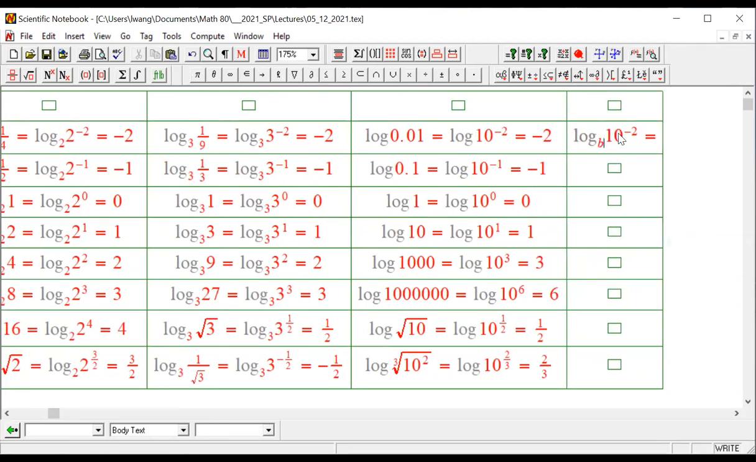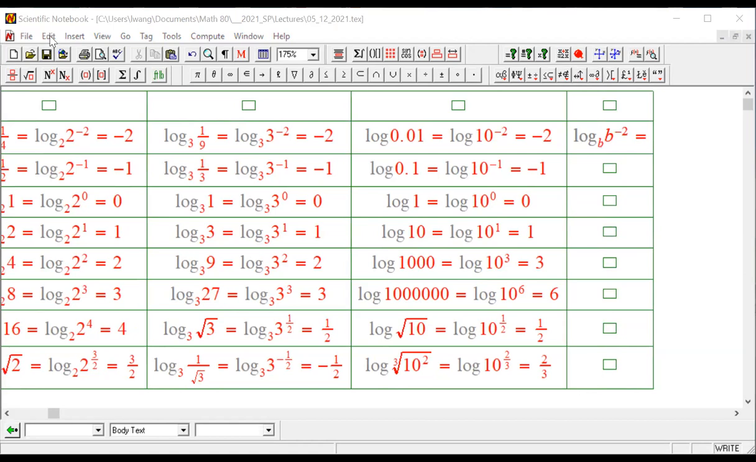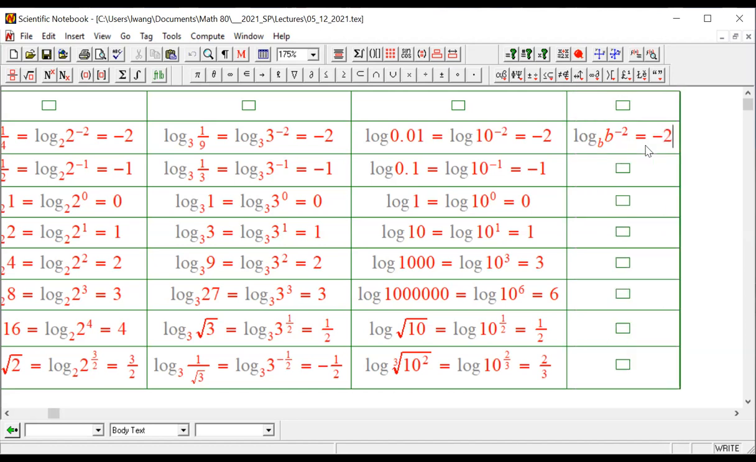Do you guys follow me? Are you guys there? Alan? So what is the answer? Answer all three, right? What's the answer? Negative 2, right? Is that right? Negative 2.